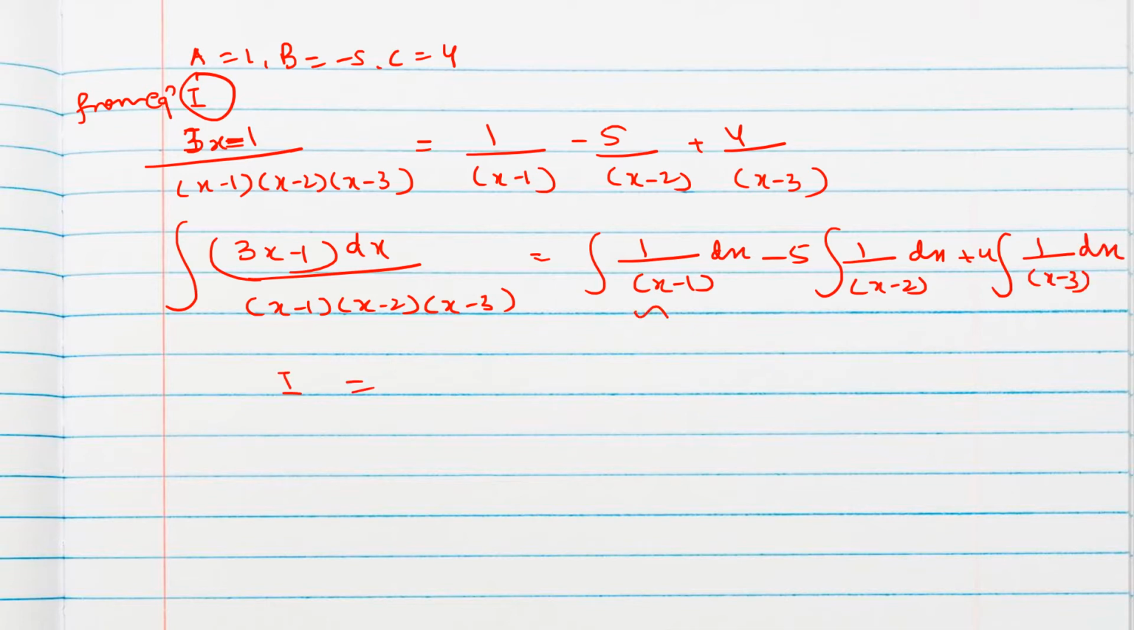And for each integral, we can write the log formula. Integral of 1 by x, we know it is log x. So we can write log of mod x minus 1. Since it is composite, we should divide by the derivative of this, but the derivative of x minus 1 will be 1 only. Here minus 5 log of mod x minus 2 plus 4 log of mod x minus 3 plus c. So this is your final answer.